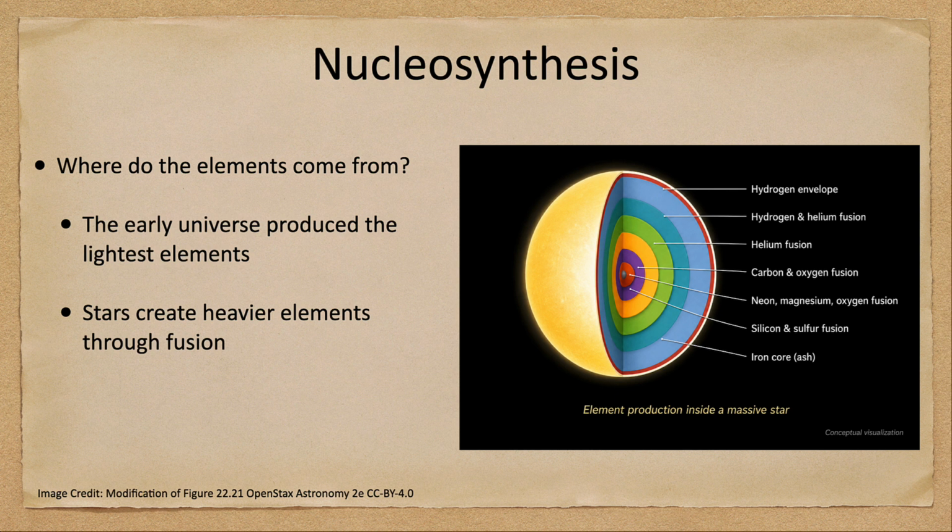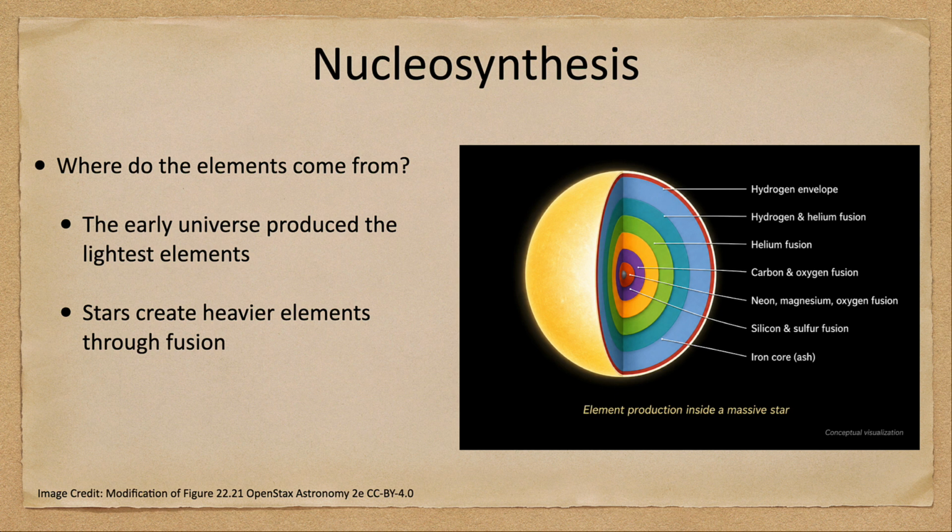But there is a limit. Fusion inside stars can efficiently create elements only up to iron. Producing heavier elements requires even more energetic events. When massive stars reach the end of their lives, some explode as supernovae. These explosions release enormous amounts of energy and create conditions that allow many heavier elements to form.